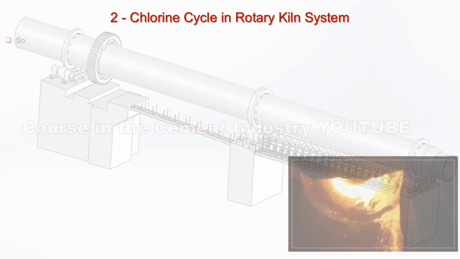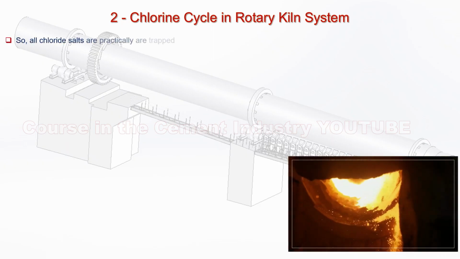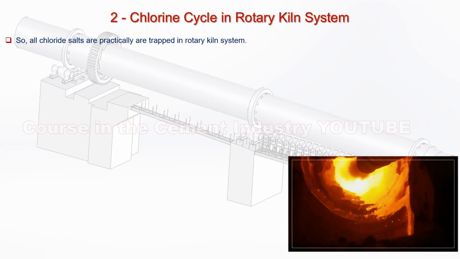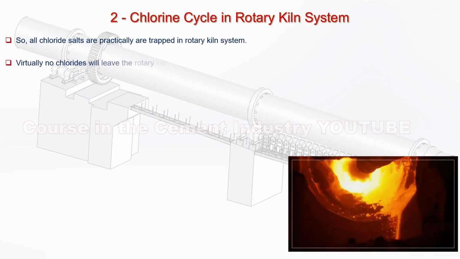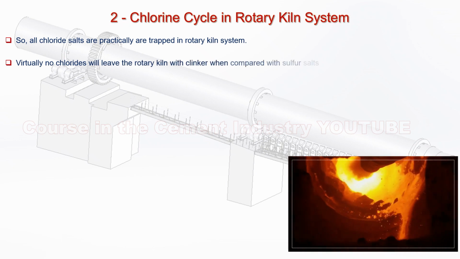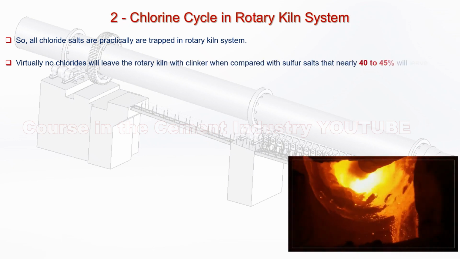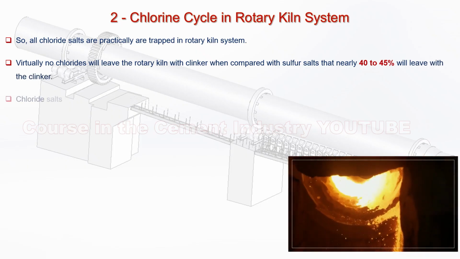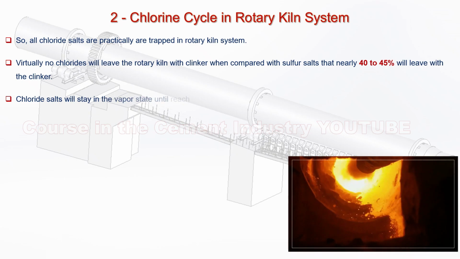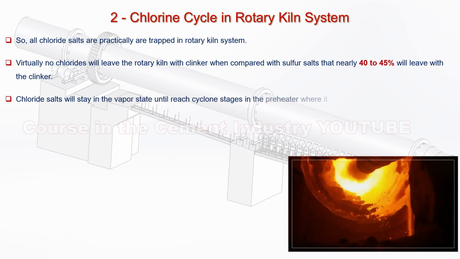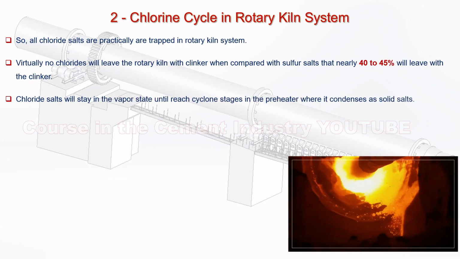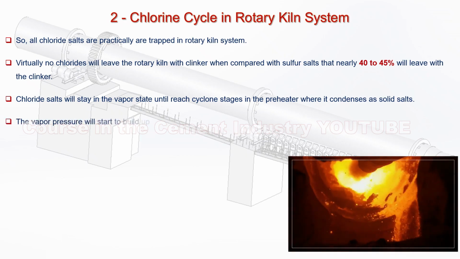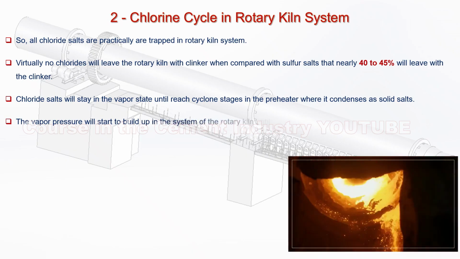8. So, all chloride salts are trapped in the rotary kiln system. 9. Virtually no chlorides will leave the rotary kiln with clinker, compared with sulfur salts, of which nearly 40 to 45% will leave with the clinker. 10. Chloride salts will stay in the vapor state until they reach the cyclone stages in the preheater, where they condense as solid salts.